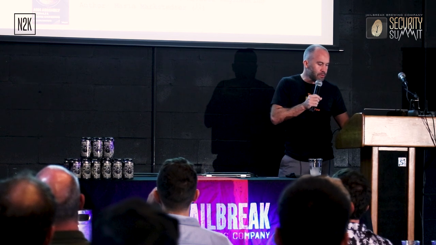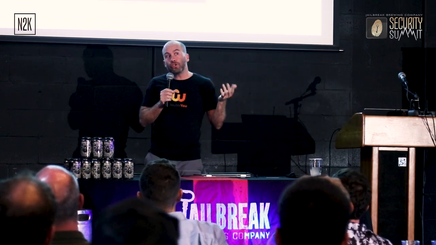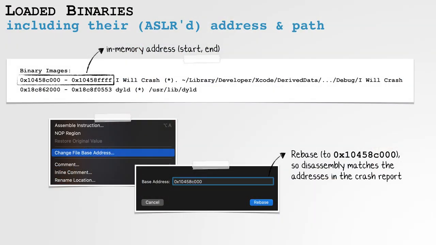We're not really going to cover those, but they're pretty straightforward. Next up, the crash report will also show you the loaded binaries, including their addresses and paths. This is important as well because the crash may not be in the main executable. It may be in one of its loaded libraries. Once we see where the crash occurs, we often load the binary into a disassembler and look at the disassembly to figure out exactly what went wrong.